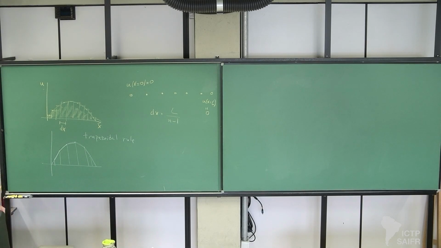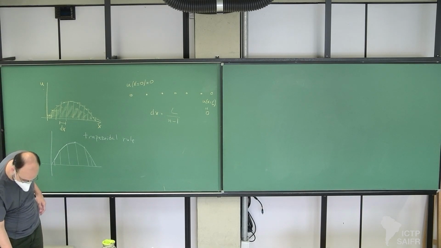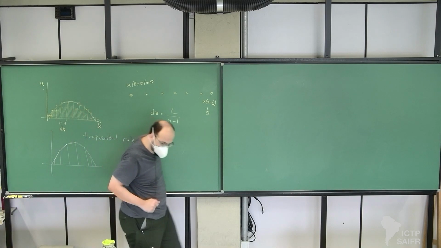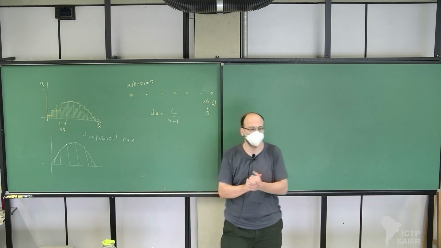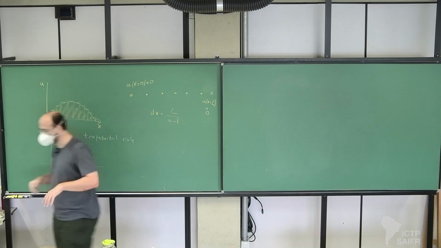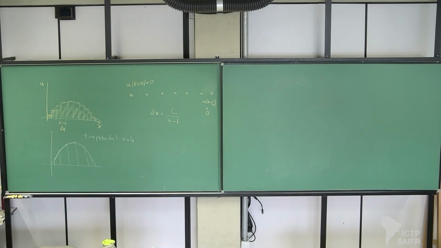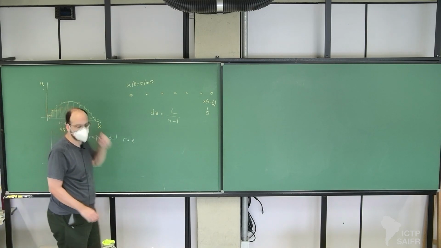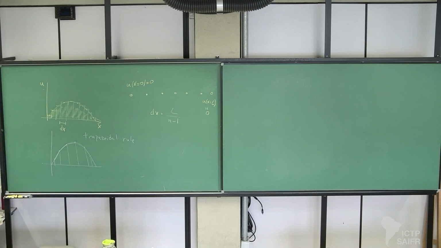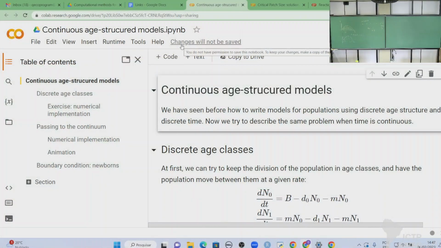Now that we don't have any more problems with partial differential equations, let's try to do another one. How about that? The idea now is to go back to what we were talking about last week, models for populations with age structure.